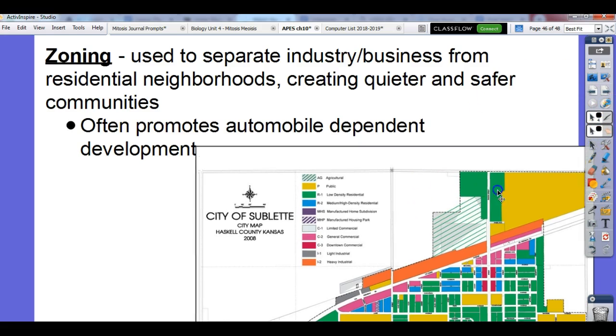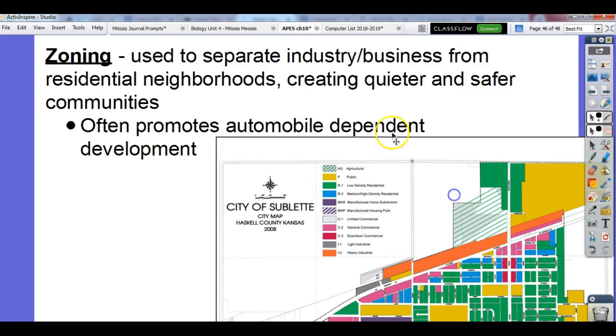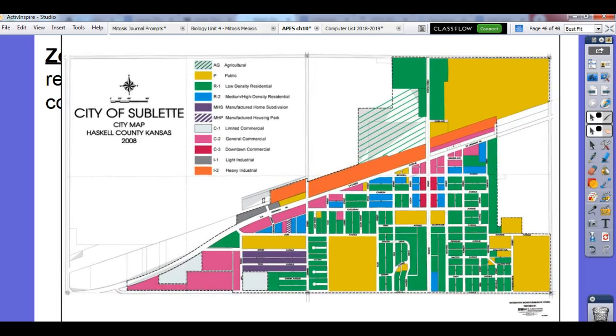So in some areas, we have what's called zoning, okay? You don't have to write any of this down. All cities have this, okay? The city of Kenosha has a zoning map. And it's used to separate industry from residential neighborhoods, and it creates quieter and safer communities. But it often promotes car traffic, automobile development, all of this stuff, because we have to use cars to get around. So here's what a map looks like.